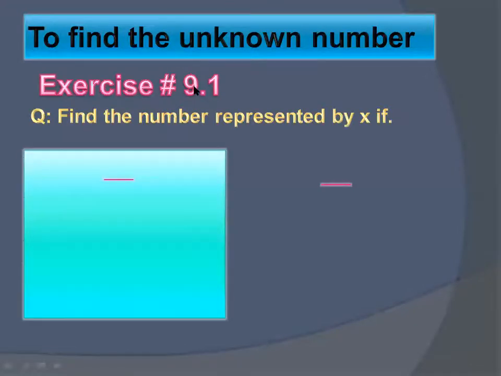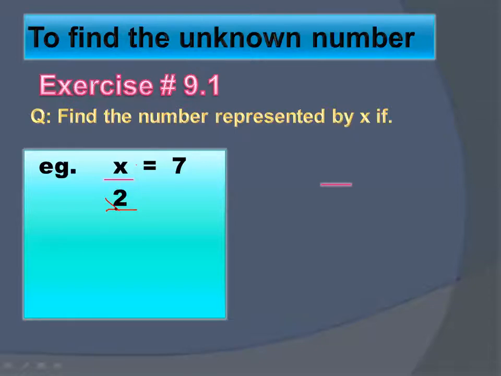Again, like exercise 9.1, you have to find the number represented by x if x upon 2 is equal to 7. First of all, you have to decide what this 2 is called. Is 2 a coefficient or a constant? What I told you in my earlier lectures is that any number that is multiplying or divided with the variable is called the coefficient. So here 2 is divided with the variable x. That's why 2 is your coefficient here.